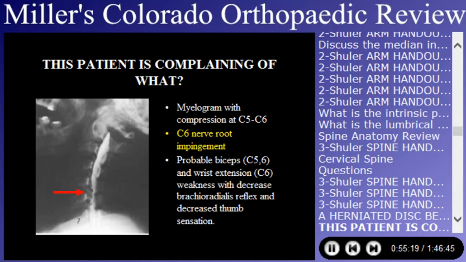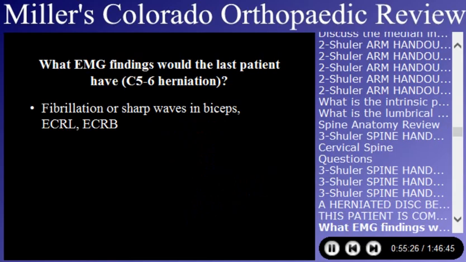They will complain of decreased thumb sensation. Here's an example of a board question, though. Here's how they go to the next level. What EMG findings would you see on this? Don't forget EMG findings for denervation are fibrillations and sharp waves. We don't necessarily have an EMG section in this review course, but fibrillations and sharp waves mean denervation. What would that person have? Biceps, ECRL, ECRB: fibrillations, sharp waves.